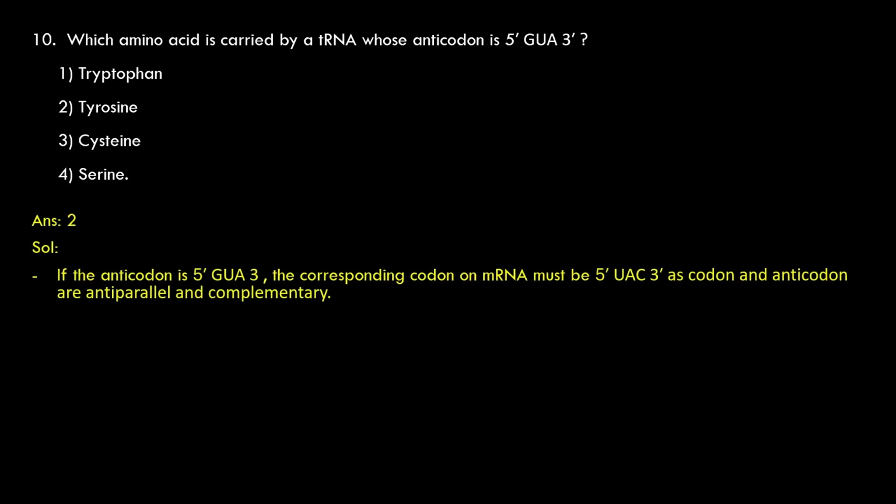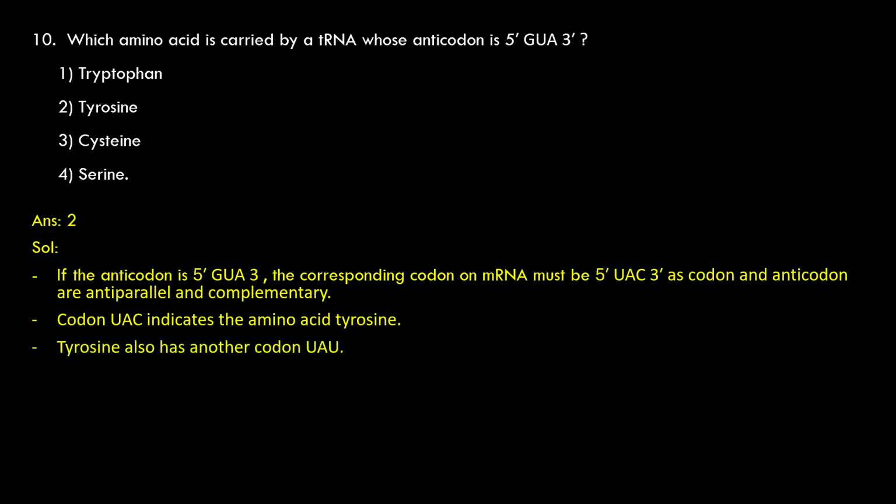The anticodon is 5' to 3' GUA. The corresponding codon on messenger RNA must be UAC, as codon and anticodon are antiparallel and complementary. Codon UAC indicates the amino acid tyrosine. Tyrosine also has another codon, UAU.